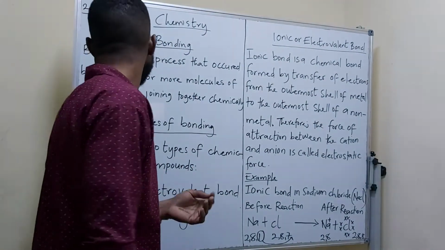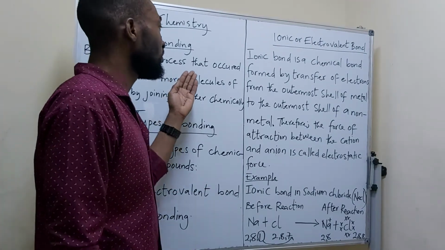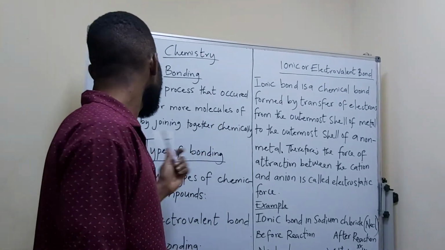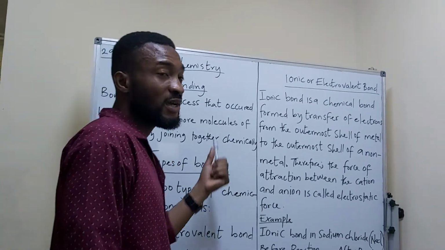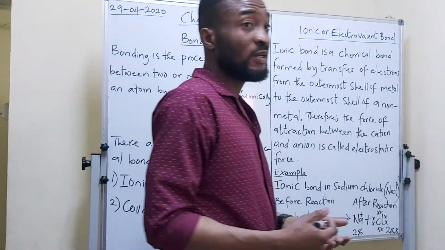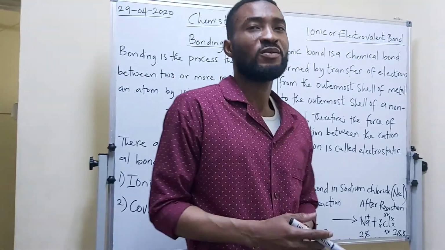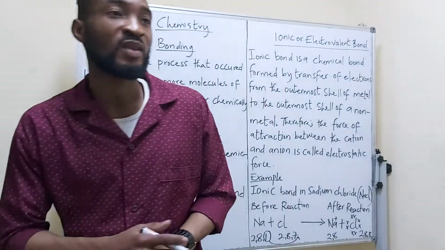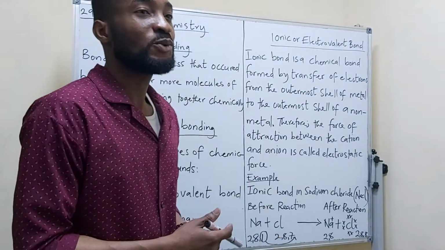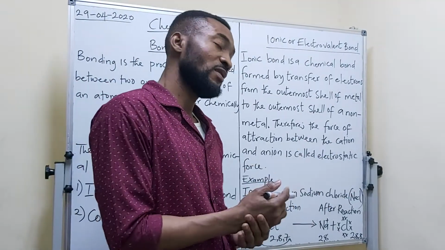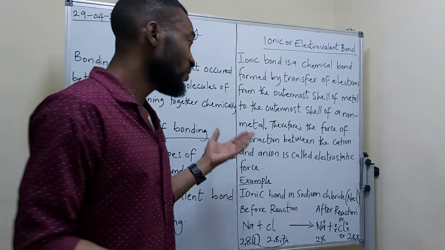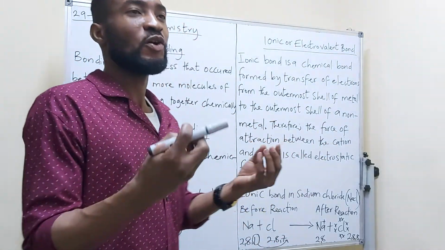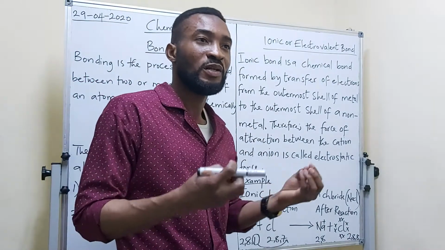So what is bonding? Bonding is the process that occurs between two or more atoms or molecules by joining together chemically. So we need to ask ourselves, what is an atom and what is a molecule? An atom is the smallest particle of an element, like we all know. And a molecule is the smallest part of a substance which can exist on its own.